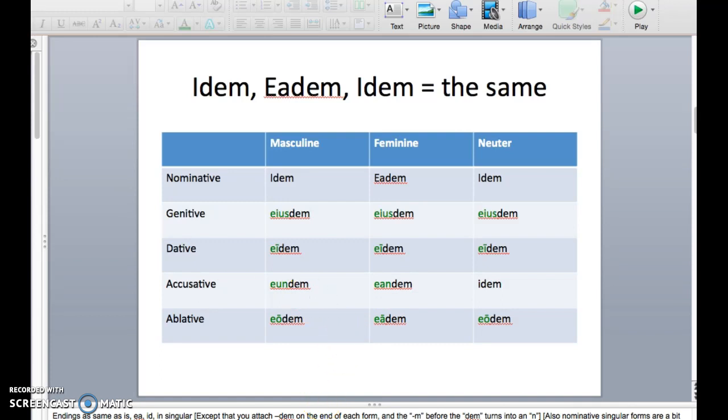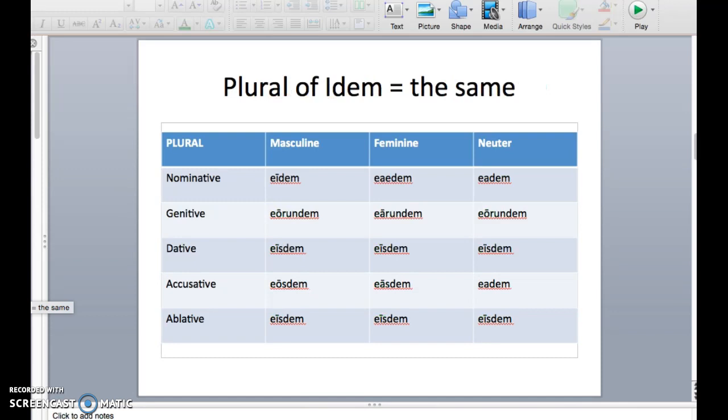Let's look at the plurals now. Again, maybe a little overwhelming when you first look at it, but when we highlight the parts that actually alter, we're going to recognize all these forms. These are the plural forms of is, ea, id. Now there's really no difference at all. The only thing being, again, eorum, earum, and eorum have their M's changed to N's in front of the D, okay, in front of the dem.